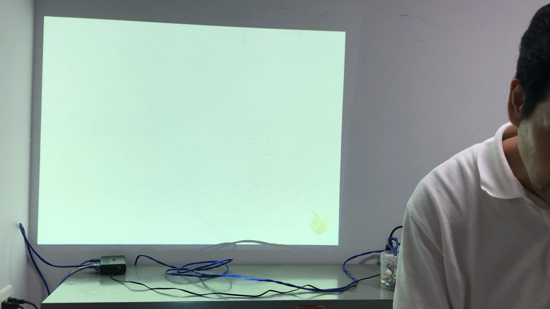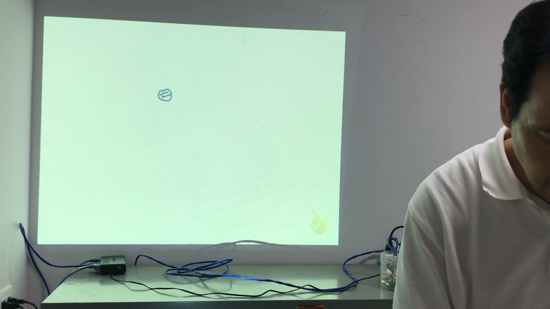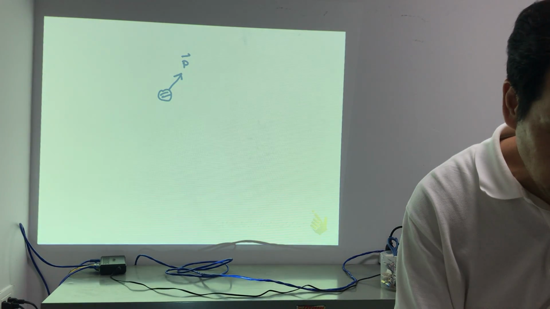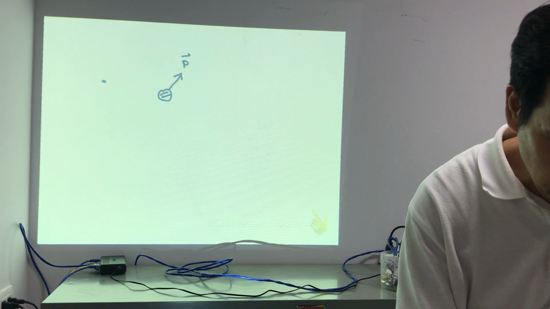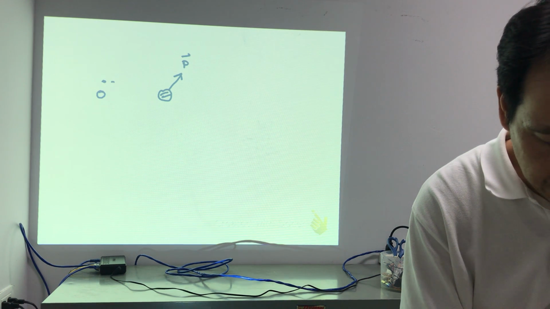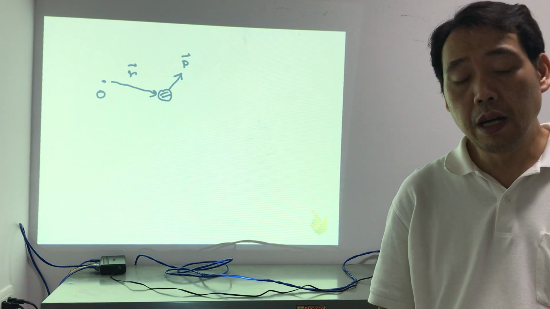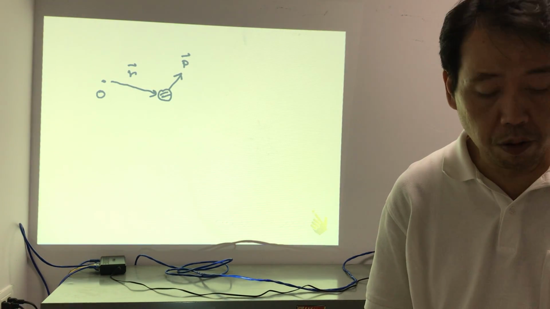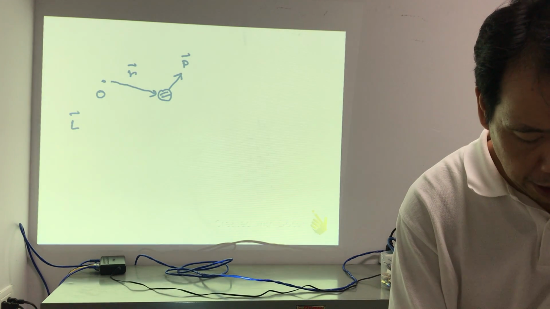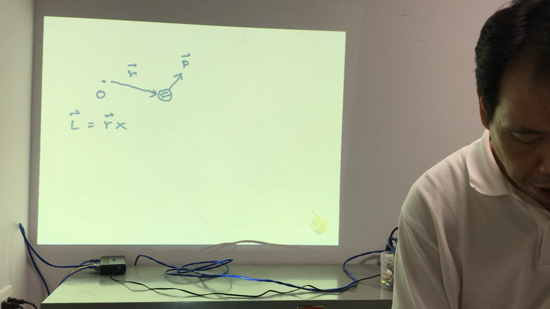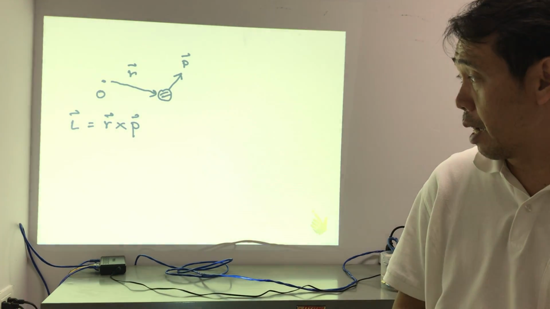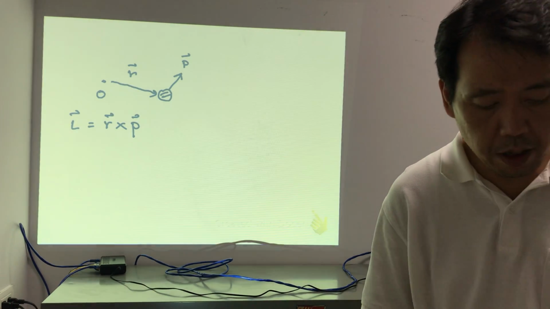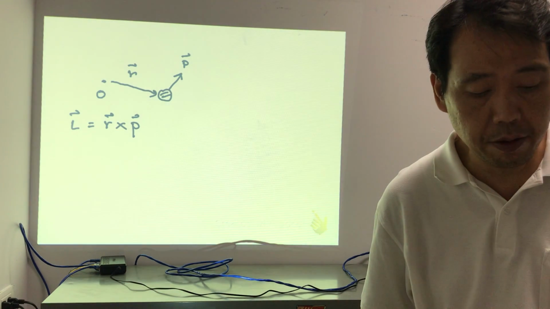Assume that we have an object moving with linear momentum p, and we want to calculate the angular momentum of this object around a reference point O. We have the position vector r of this object with respect to the reference point O. We define the angular momentum as the cross product, or vector product, between the position vector and the linear momentum, like this. We again use the vector product here to define the angular momentum.